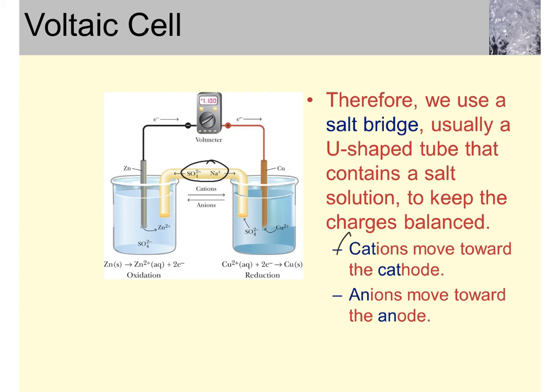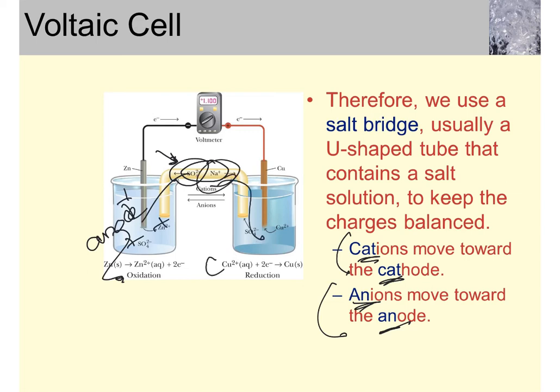And here's your mnemonic for the slide. Cations move toward the cathode. Anions move towards the anode, right? So anions, negatively charged ions, move into the anode. Anode, remember, is where oxidation takes place. And there's positive charge building up here. Cations move into the cathode to neutralize the charge.